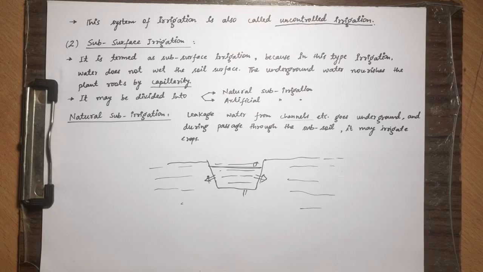So this is all about types of irrigation. In the next class we are going to see what are the different techniques using which we can distribute the water. Okay, so this is all for today. We will meet in the next lecture and see techniques of water distribution.